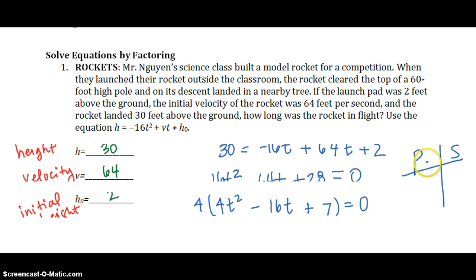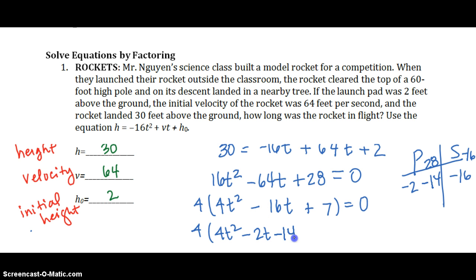and so now my product is going to be 4 times 7, which is positive 28, and my sum needs to be a negative 16. So they're going to be same sign, both negative. So let's look for multiples of 28, and the first one I try is negative 2 and 14, and that adds to be negative 16. So we rearrange the problem, changing negative 16 to negative 2t, negative 14t plus 7.